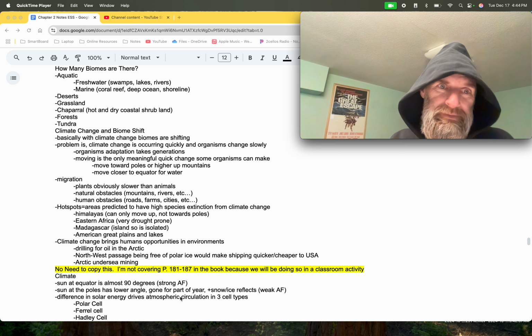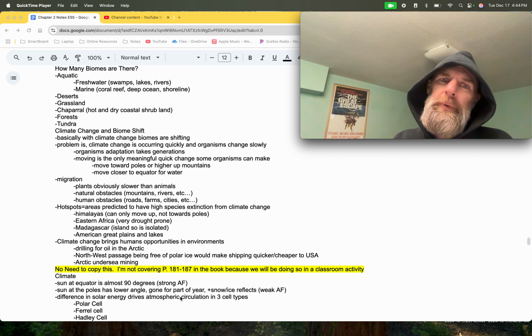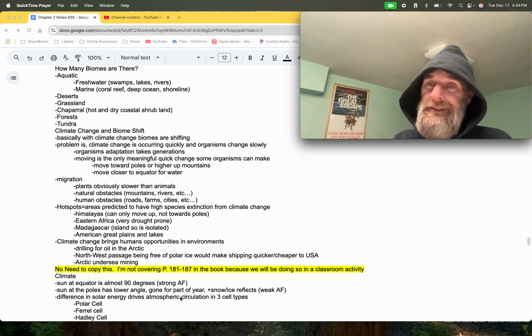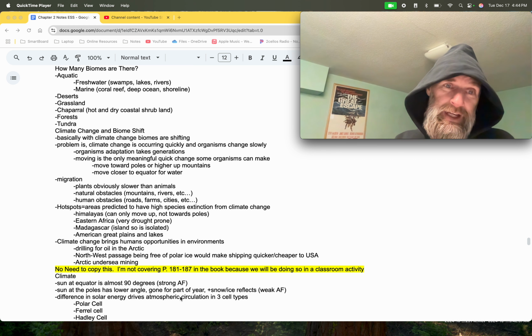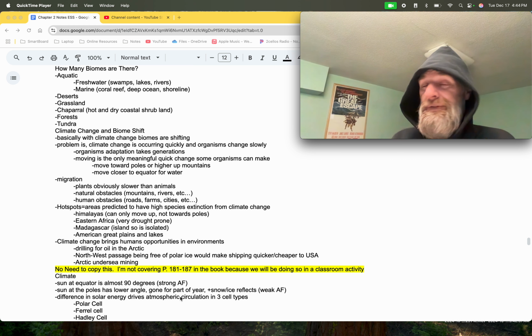So the problem is climate change is occurring quickly and organisms change slowly. Plants change slowly. Animals can migrate, so animals might change a little bit faster. Organisms' adaptation takes generations. Climate change is happening within your generation. Moving is the only meaningful quick change some organisms can make. Animals can make it, plants usually can't. Move towards the poles or higher up mountains. If you need colder climate, that's what you're going to do.